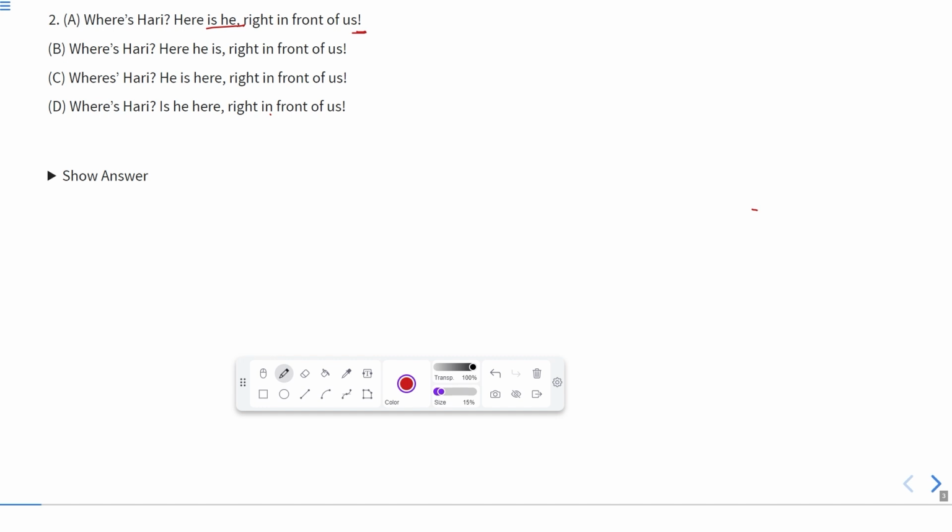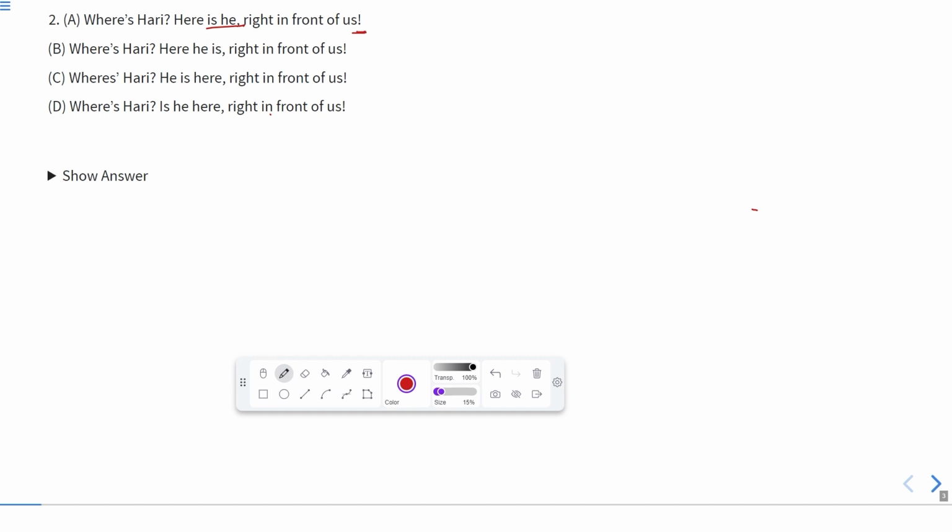Whenever there is an exclamation sentence, whenever we are pointing out someone, or saying something in surprise and excitement, and the sentence begins with either here or there, we use present indefinite tense, and also the affirmative portion of the sentence.